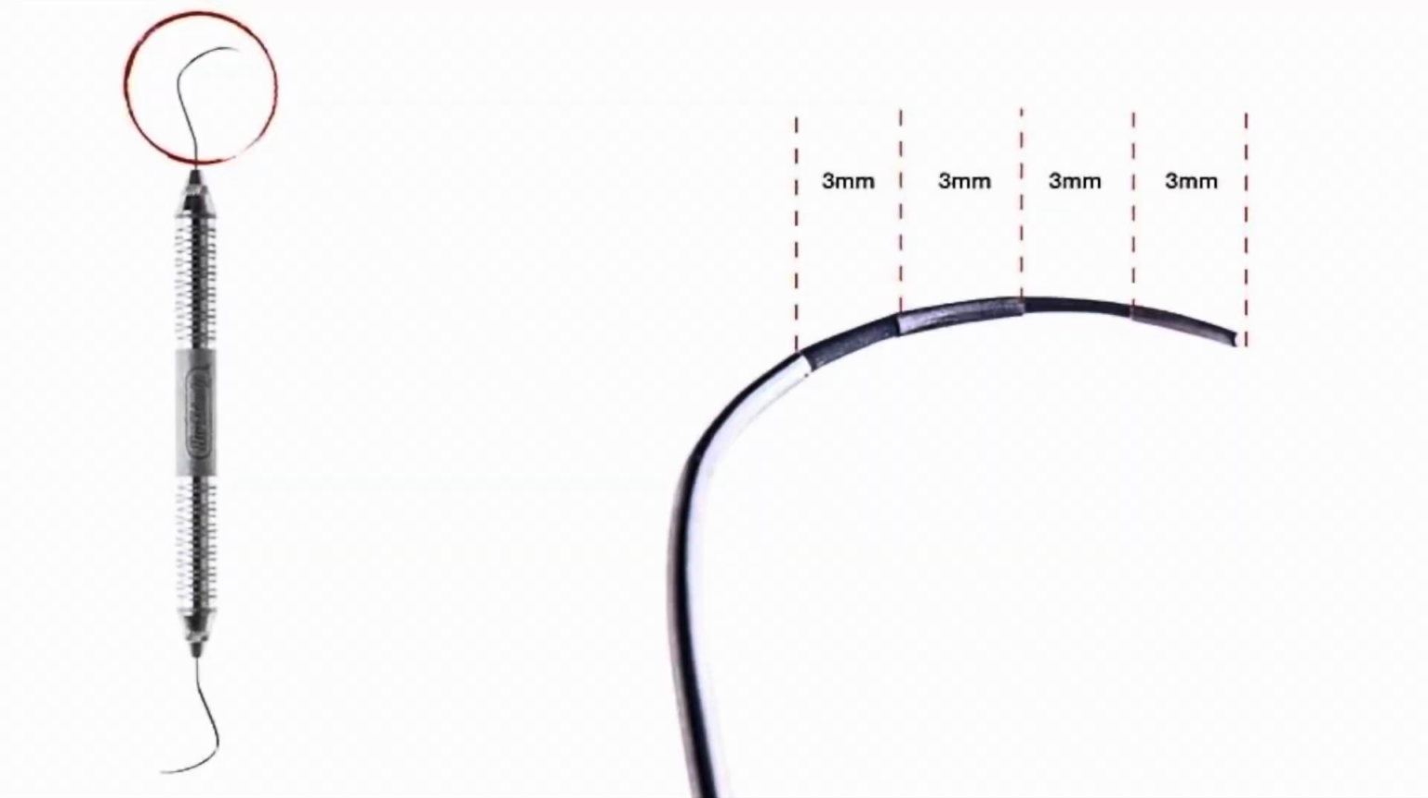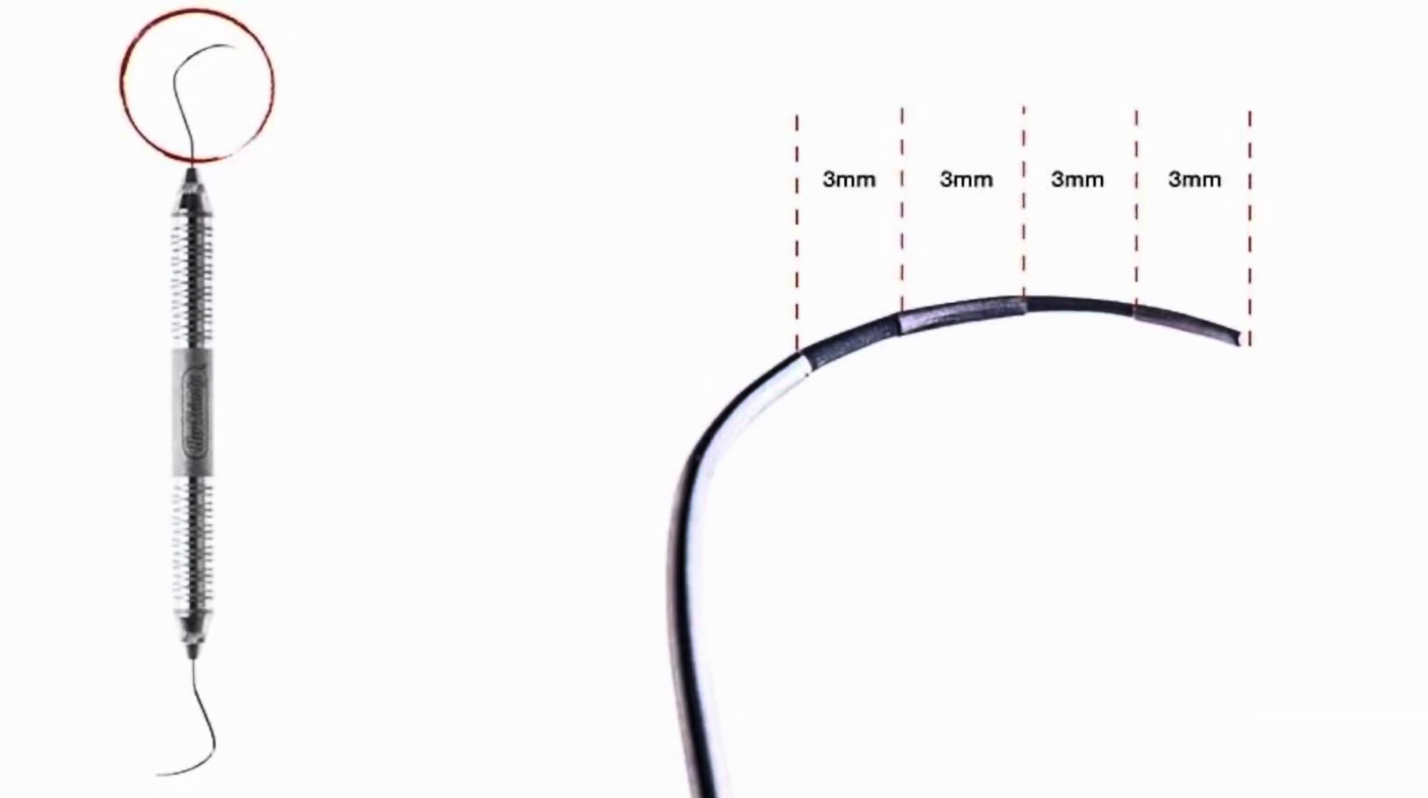And this is the Nabers probe, which is used to measure the furcation between molars. It is also in increments of 3 millimeters.